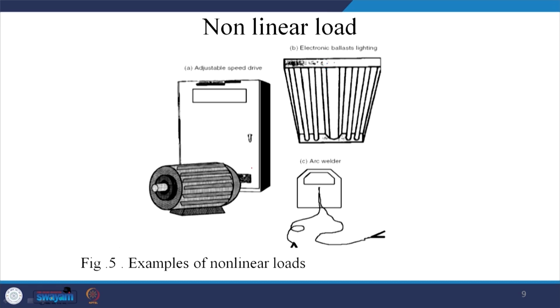This is an adjustable speed drive. It may have a V by F control. Once you control V by F, your flux remains constant, so your torque will be proportional to the current. If you keep the current constant, then your torque will be constant. So, you can get a smooth variable speed in a V by F control. And this is an example of the electronic lighting.